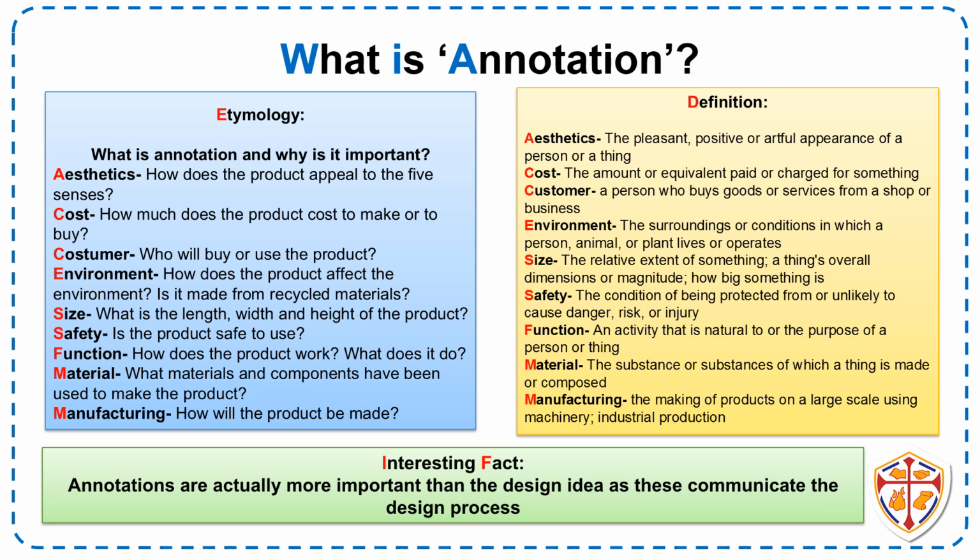From there, moving to function. Function is probably one of the most important annotations, where you need to explain how does your product work. What does it do? What is the purpose of this product? And then moving on to material. Think about this product you're designing. What material is it going to be made from? Are there going to be any components?